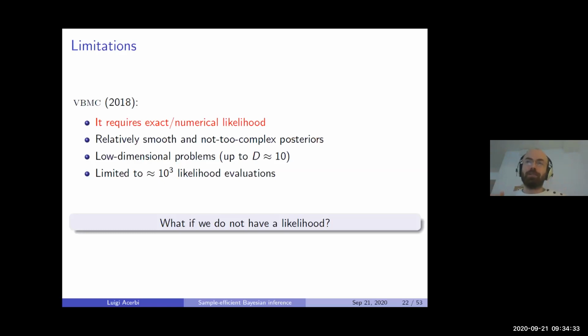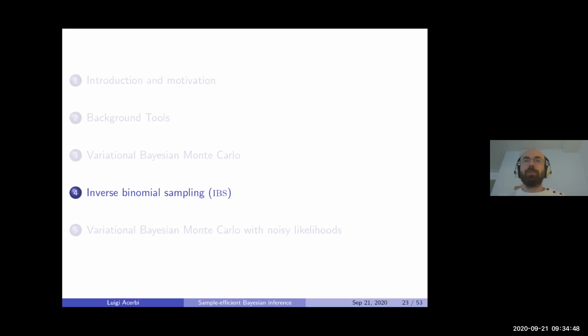I would like to attack these things, but the first thing I wanted to cover is, okay, what happens if we don't have a likelihood? Because this is a very common situation, especially in the fields of computational biology and computational neuroscience, in which I work. Sometimes you don't have the likelihood. So I want to talk briefly about this technique.